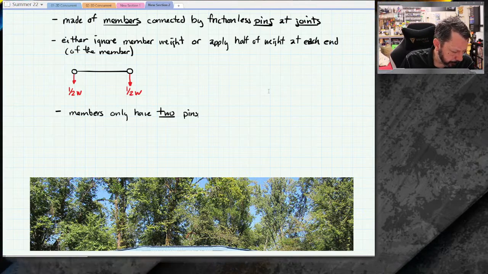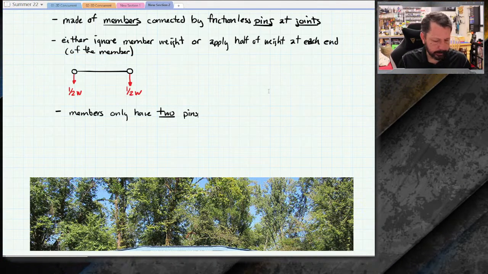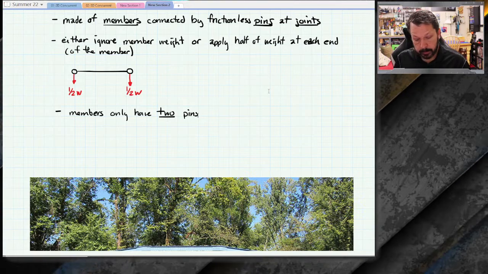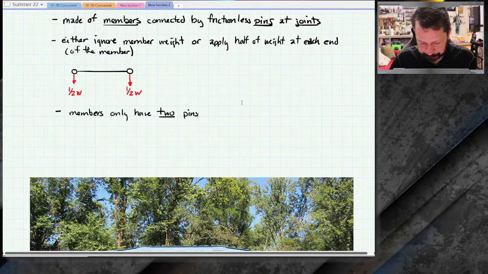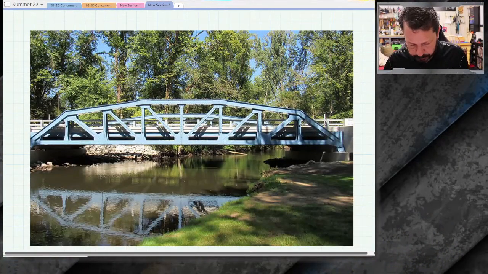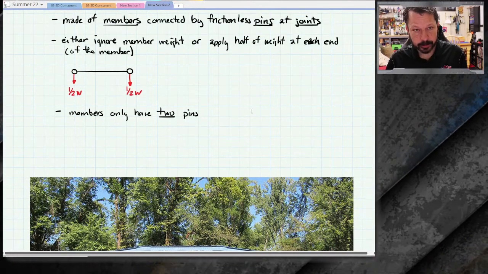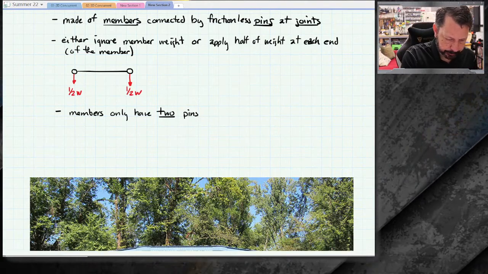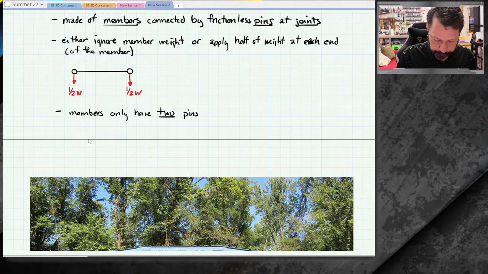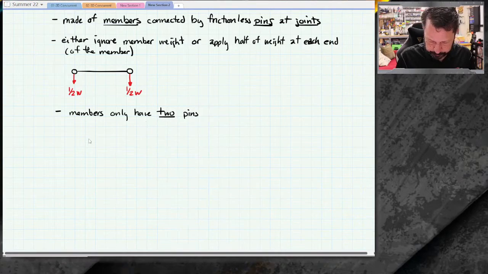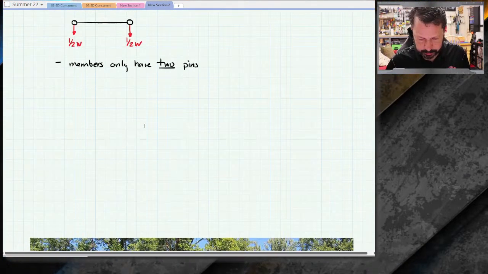Okay, I think we have enough that we can do some calculating. So let's not deal with this one just yet. This one looks more complicated than what we want to deal with. Let's do a super simple truss. So let's get us some room right in there.